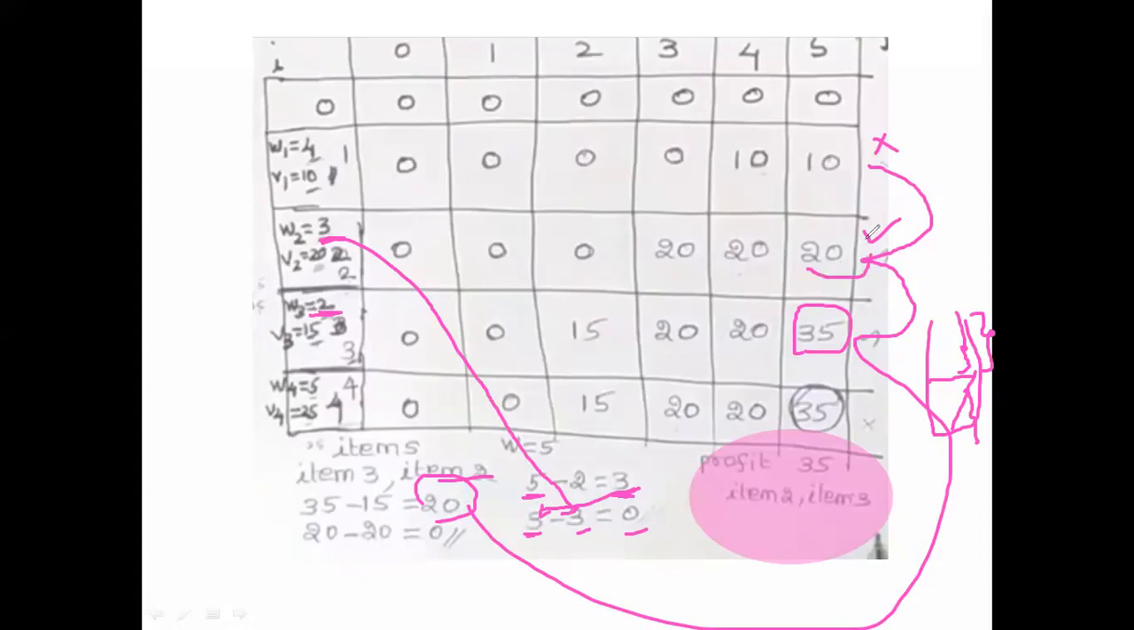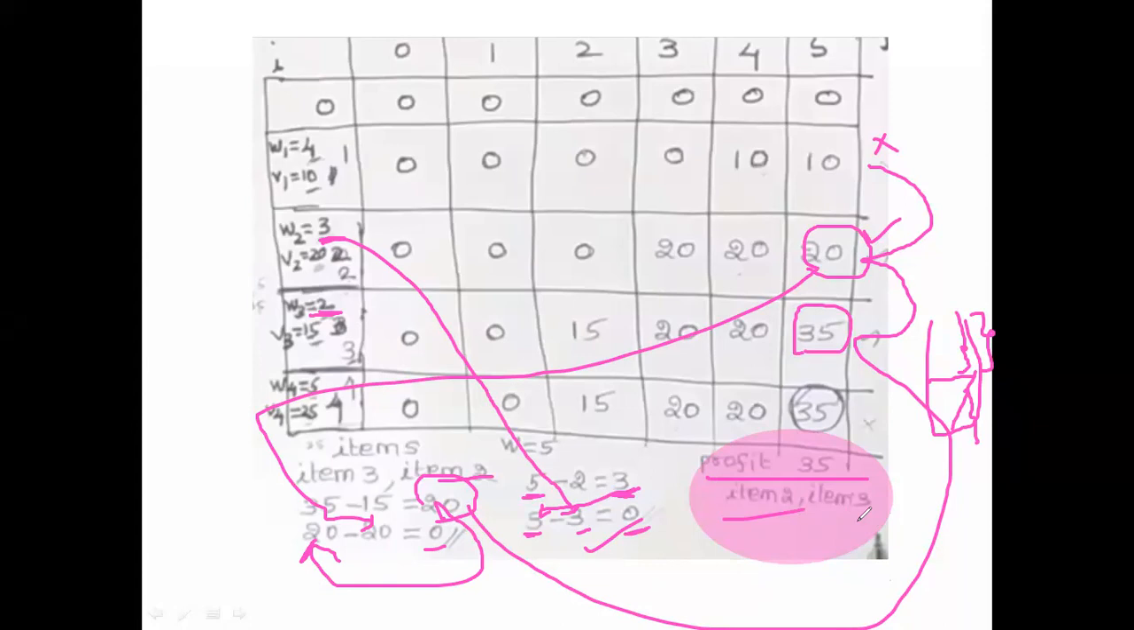And here we got the value 20. That value is here. And the value we already got is 20, that value here. So 20 minus 20, 0. This is 0. This is also 0. Then your problem is solved perfectly. So the maximum profit is 35 and the items are 2 and 3. That is your answer. Okay, any doubts?